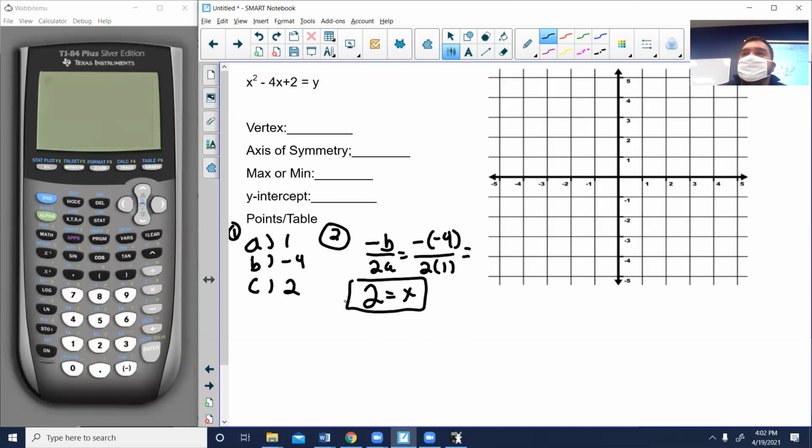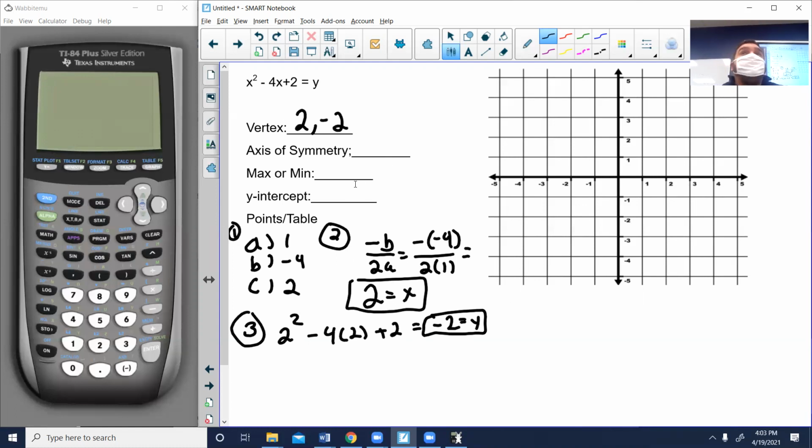But you want to identify where your vertex is. Now, step 3, plug in that 2 into the equation. 2 squared minus 4 times 2 plus 2. 4 minus 8 is -4, plus 2 is -2. I'm going to show you each one for the calculator. Now your vertex, I found x is 2, y is -2. 2 comma -2 is your vertex. We found that with -b over 2a, then plug it in.